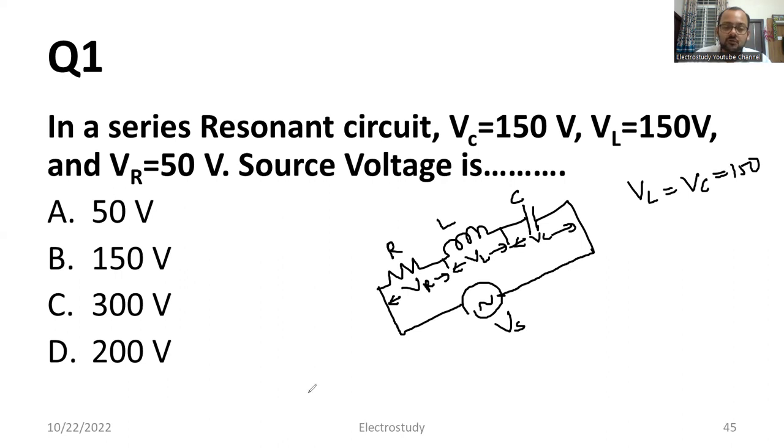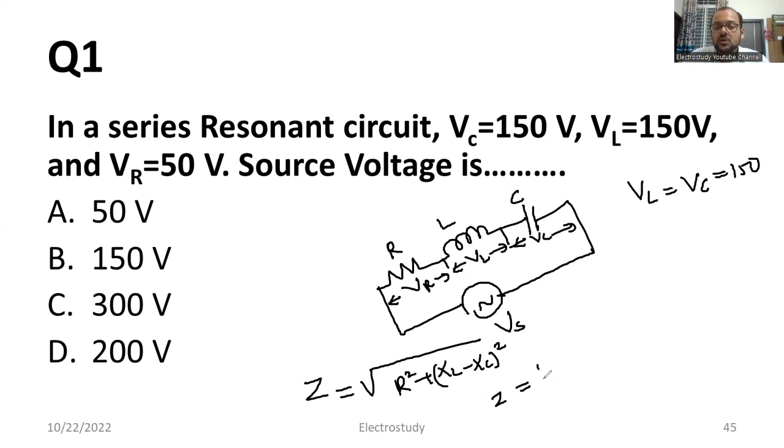So you can apply the condition of resonance. Let's calculate the impedance. Impedance equal to square root of R square plus (XL minus XC) the whole square. Here you know that XL and XC will be equal, so Z is equal to R. It is very clear that VL and VC are identical. So what is the only term remaining? VR. So we can say that the source voltage will be identical to the voltage across the resistor.